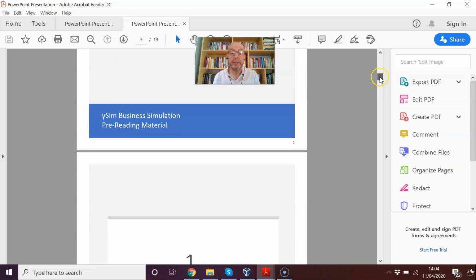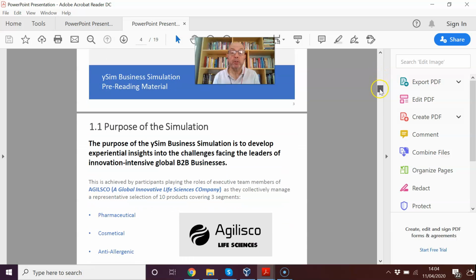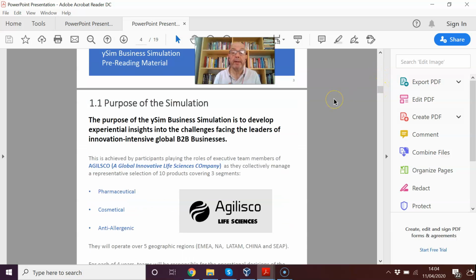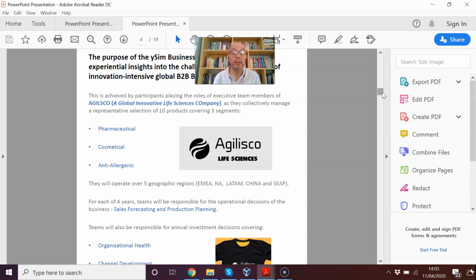So in the briefing material, the teams are told that they're the executive leadership team of a global life sciences company, an imaginary company called Agilisto. And Agilisto has three types of products: pharmaceutical products, cosmetical and anti-allergenic products. They operate over 5 geographical markets.